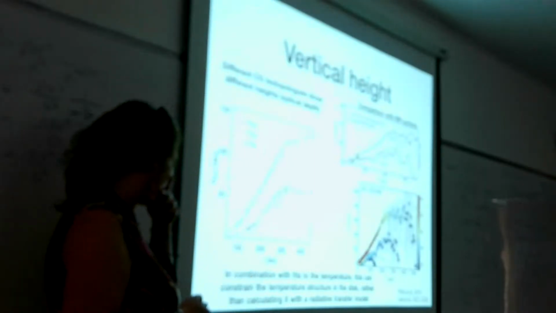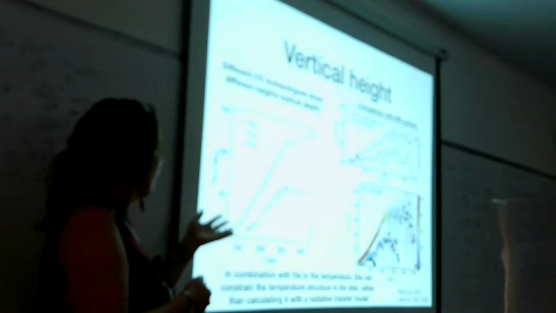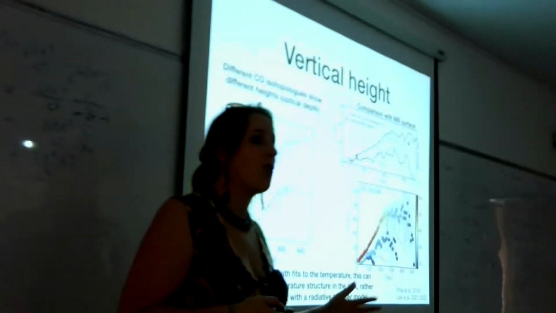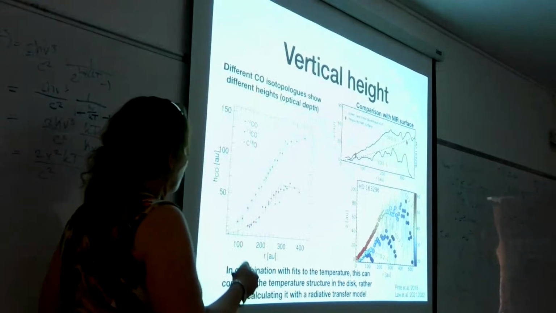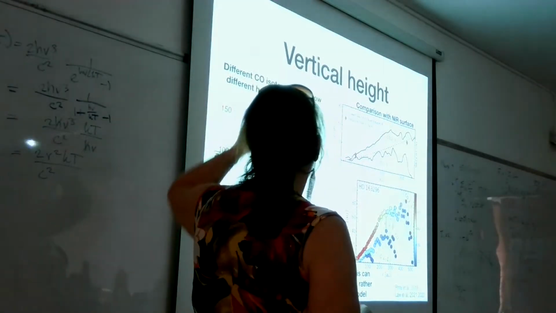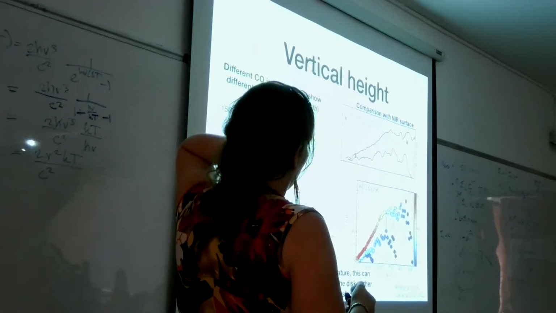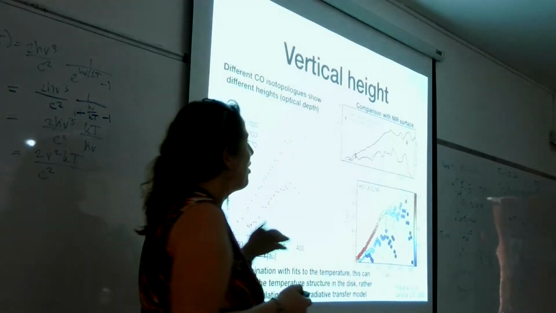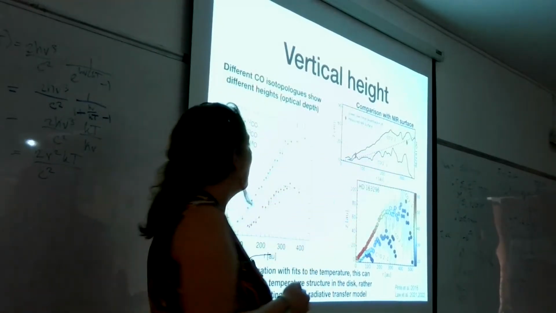And as you can see, the 12CO is really at the surface, it's most optically thin, while the other CO isotopologues are emitted from further down. And what was found is that the emitting scale height for several disks was compared with the scale height from the scattered light images.